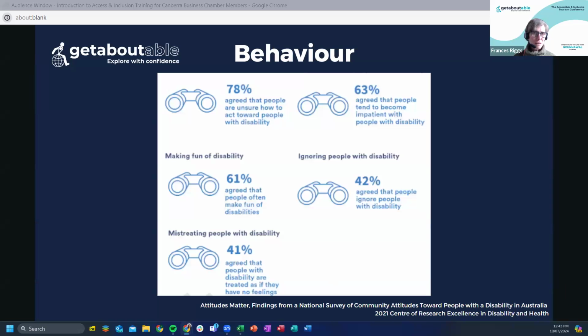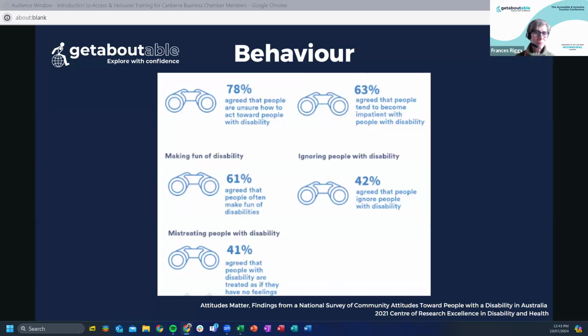So in relation to this survey that we were speaking about before, the National Survey of Community Attitudes towards People with Disability in Australia, they also looked at behaviour. So here are some statistics that came out of that study. 78% of people in the community agreed that people are unsure how to act towards people with disability.